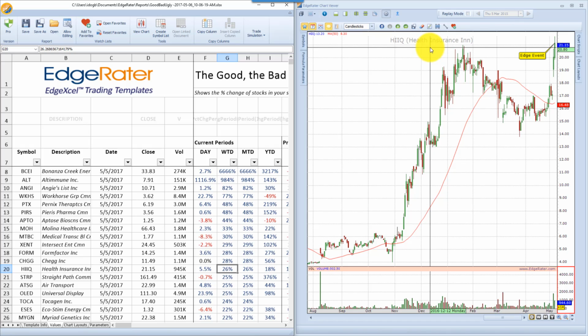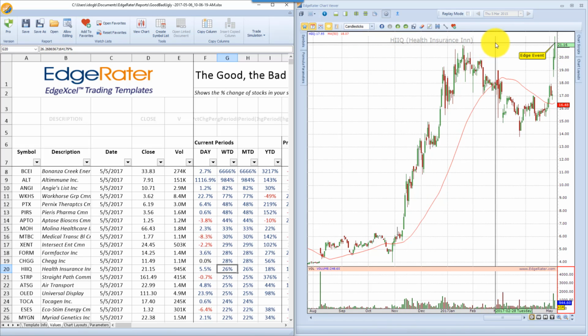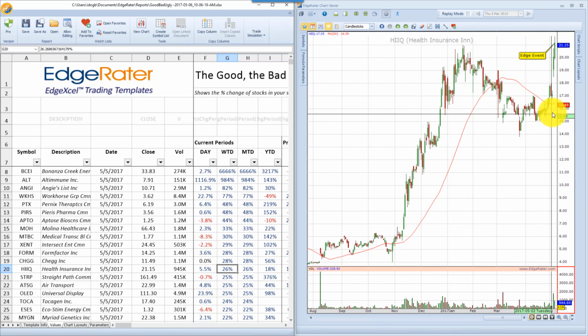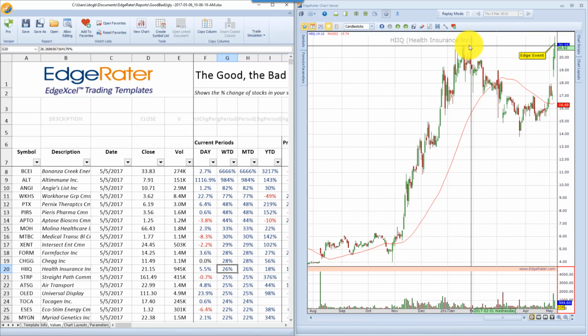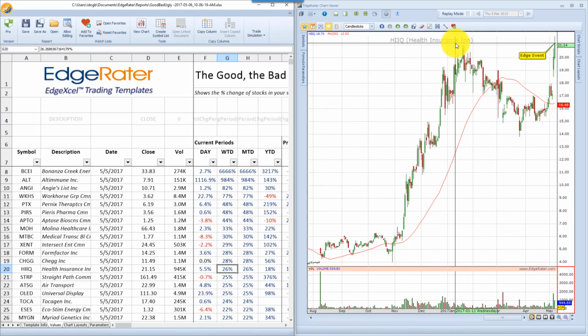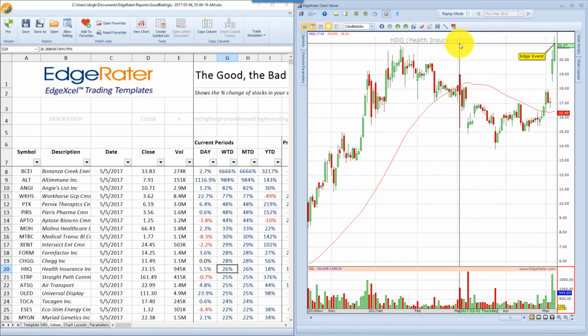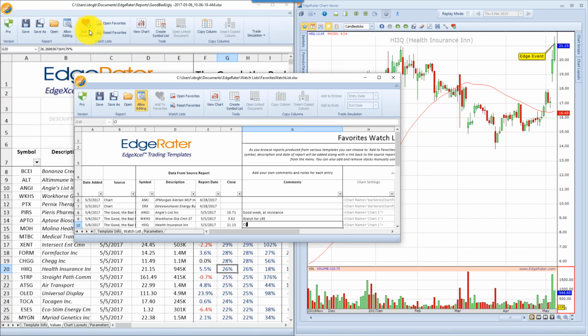So health insurance, HIIQ, actually broken above resistance. So there's some volume in here. We had a break above the 50-period moving average. The 50-period moving average is now turned up, and you now have a break above this resistance level over here. So that could be something of interest. It did close above the resistance over here, so I'm going to add that to my list. So, close above resistance.